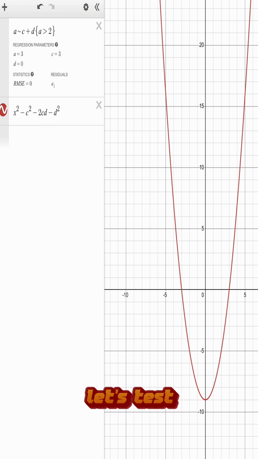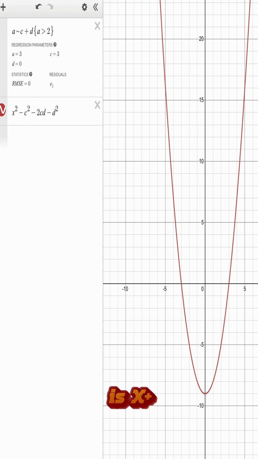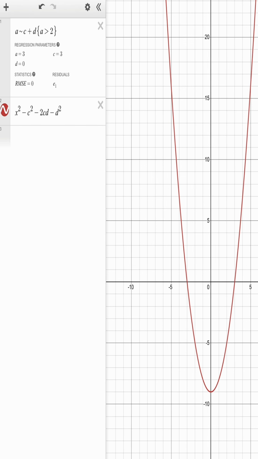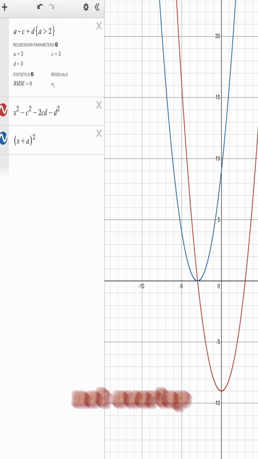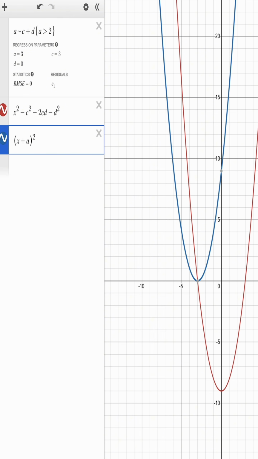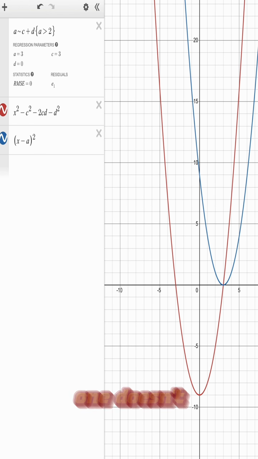Let's pick the first one. Let's test the first choice, which is x plus a, all squared. You see, this curve, the blue one, does not overlap with the red one. So I'm going to skip it. I'm going to move to the next one, which is x minus a, all squared. And this one doesn't overlap either. I'm going to skip it and move to the third one.